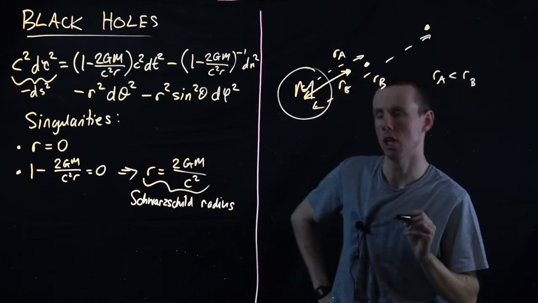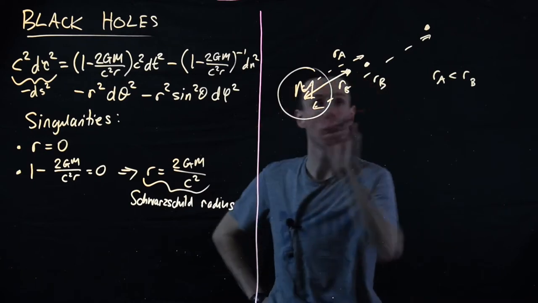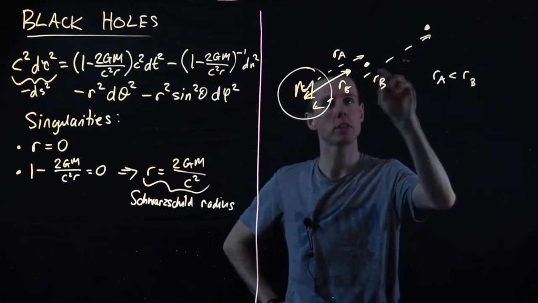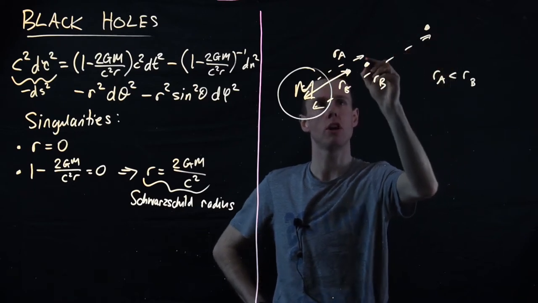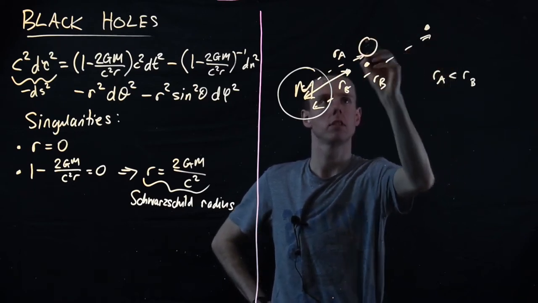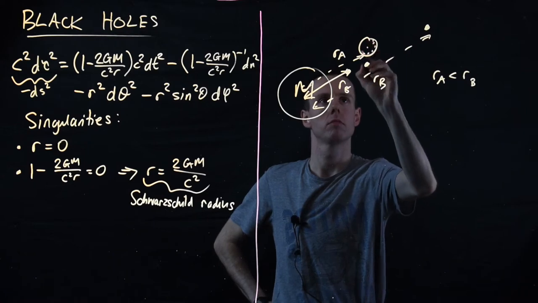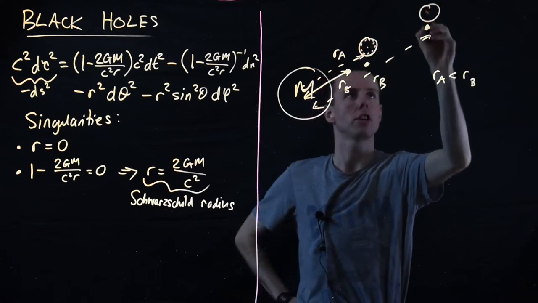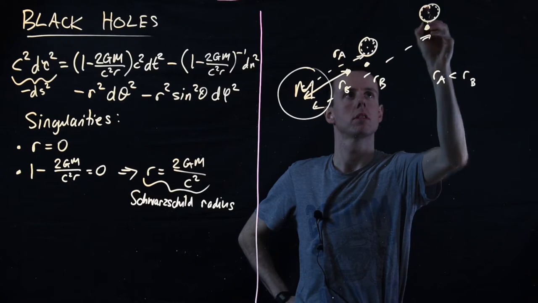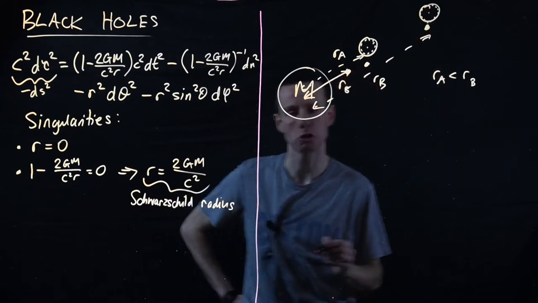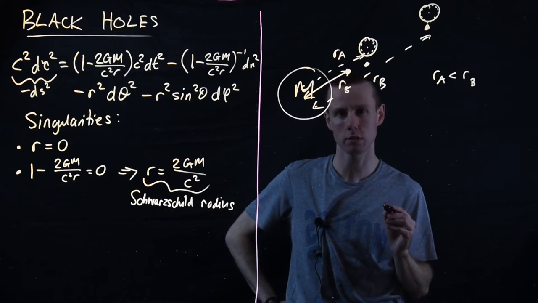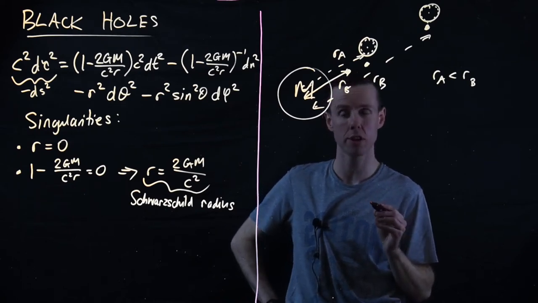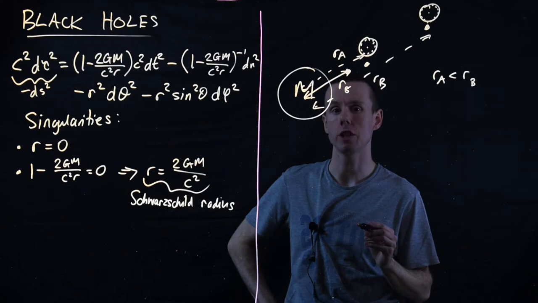And let's imagine that we have a clock at this point, RA, and at this point. Okay, so put a clock here, and another clock out here. And what we want to think about is how these clocks tick relative to each other. Does one go faster or slower than the other? We want to think about time dilation, essentially.